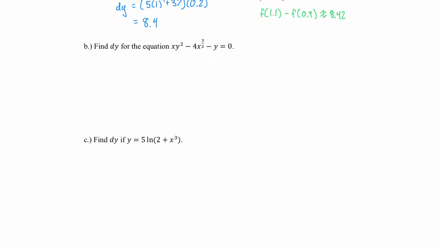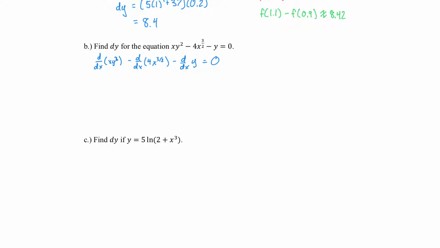All right, let's look at the solutions together. Keeping in mind that we're going to need to take the derivative to find the differentials, let's take the derivative of each side of this separately. If I apply the sum rule, I need to take the derivative of x y squared with respect to x, minus the derivative of 4x to the 3/2, minus the derivative with respect to x of y, and of course the derivative of 0 is 0, so nothing to worry about there.